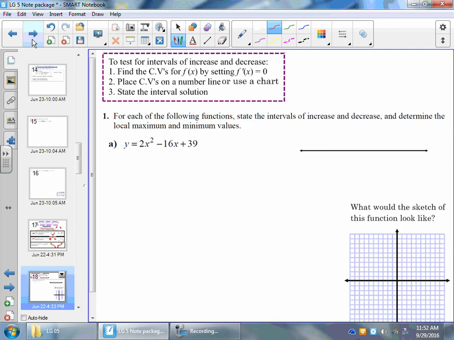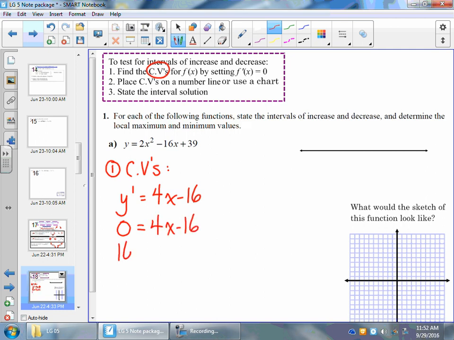All right, so how do we test for this? Well, the first thing that we always want to do is find those critical values. And remember, we practiced that already by finding the first derivative and setting it equal to 0. That's pretty much always going to be your first step here. All right, so number 1, find our CVs. So let's take the derivative. Okay, so I've got 4x minus 16. To find that critical value, remember we plug in a 0. And we've got 4x minus 16. We add our 16 to both sides, divide by 4, so x is going to be equal to positive 4.